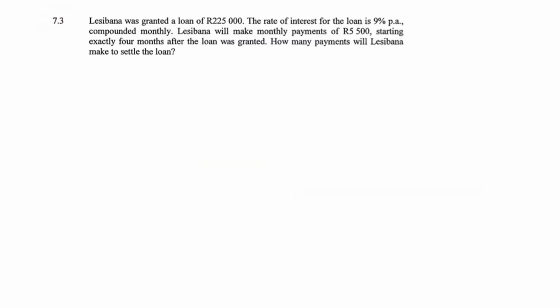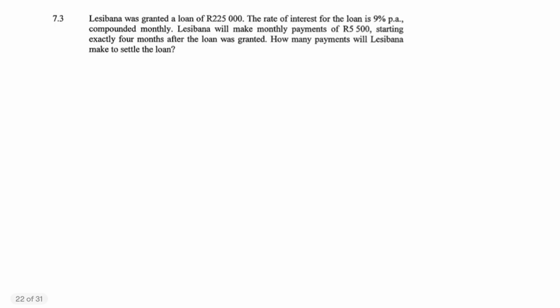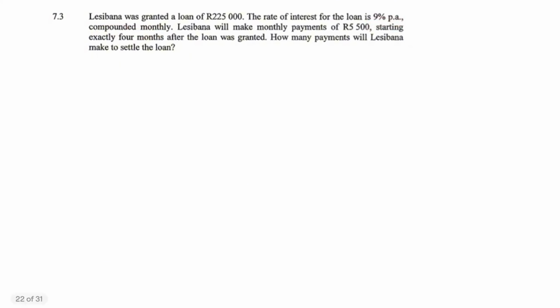7.3. Lesibana was granted a loan of 225,000 Rand. The rate of interest for the loan is 9% per annum, compounded monthly. Lesibana will make monthly payments of 5,500 Rand, starting exactly 4 months after the loan was granted. How many payments will Lesibana make to settle the loan?